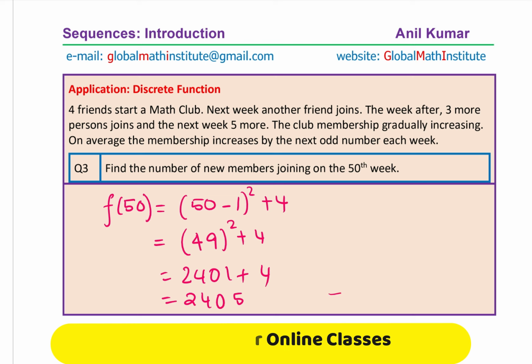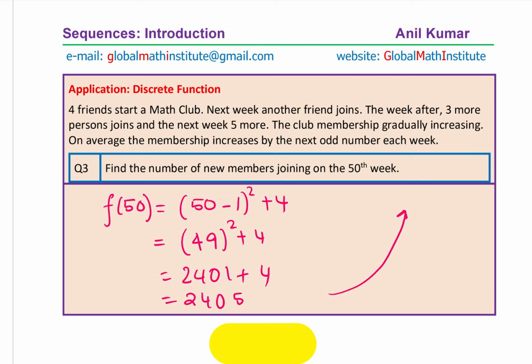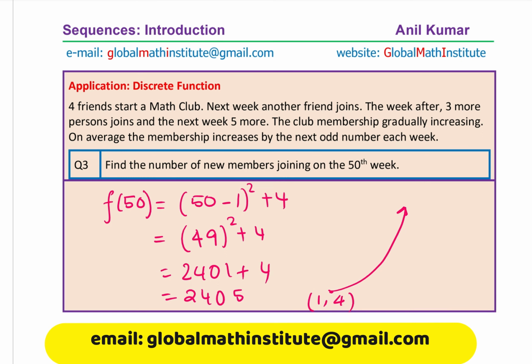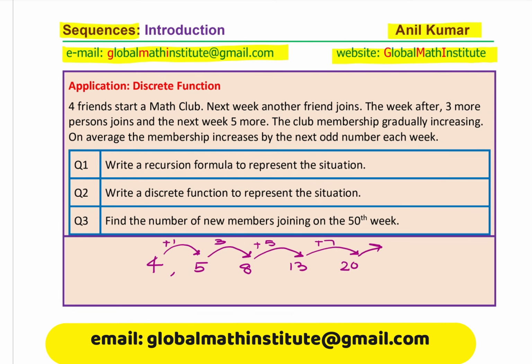So that is how the club grows. It kind of goes like this as shown here. The lowest point here was when x was the first week, 4 members, and from there it grows. You see how effectively we have provided the solution of this beautiful question. Perfect. So it represents a parabola, right? And we found the vertex form, which was f of x equals (x minus 1) squared plus 4. On the first week, the minimum number was 4.